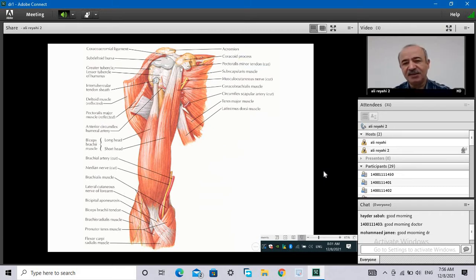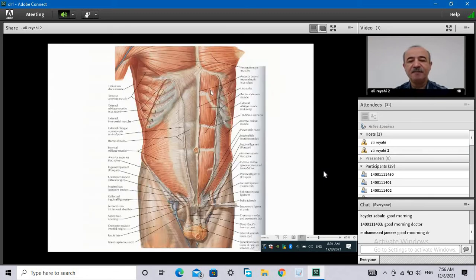Or this muscle is called coracobrachialis, according to the attachment of origin and insertion of this muscle. Coraco means the coracoid process, which is a process of the scapula bone. Attention please, this muscle originates from the coracoid process and inserts to the humerus, so it's called coracobrachialis muscle.